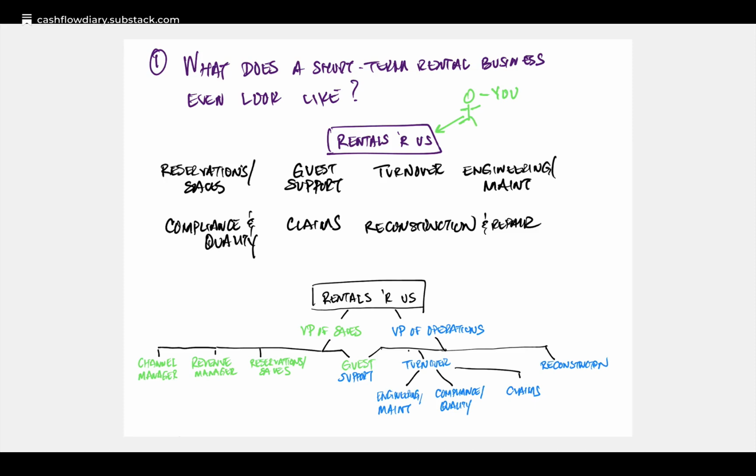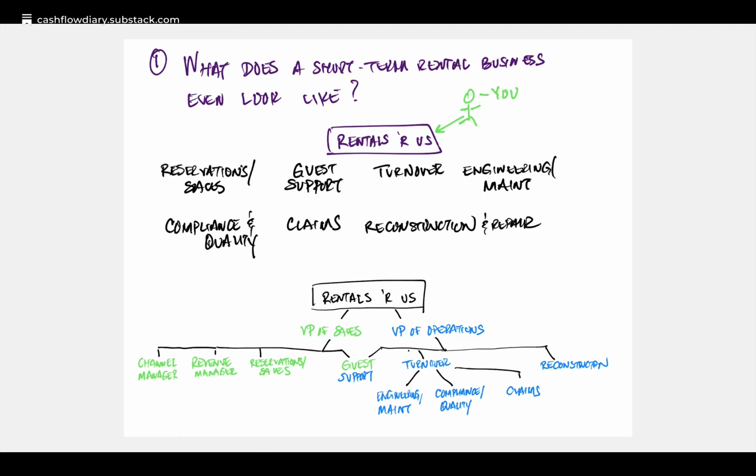So as we're looking at this, what we have in front of us at this particular moment, as you can see, is the you over here in the corner, right? That's you right there. So that way, you can see yourself. Now, I obviously named the company Rentals R Us, so it doesn't really matter, but you get the idea.